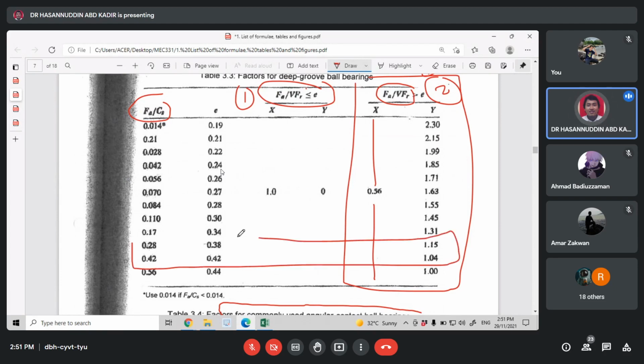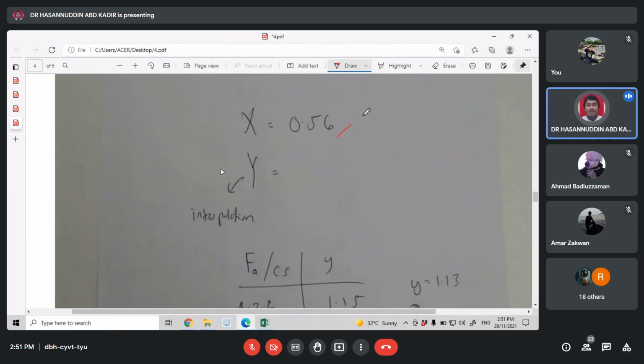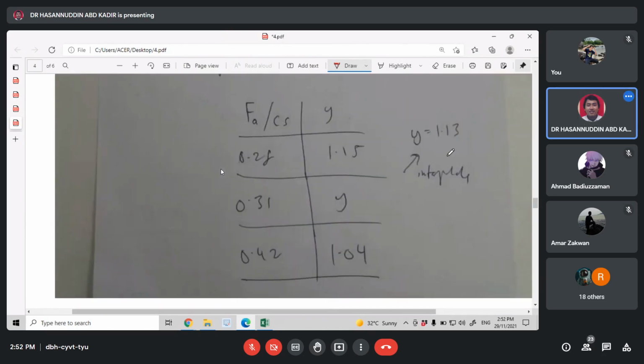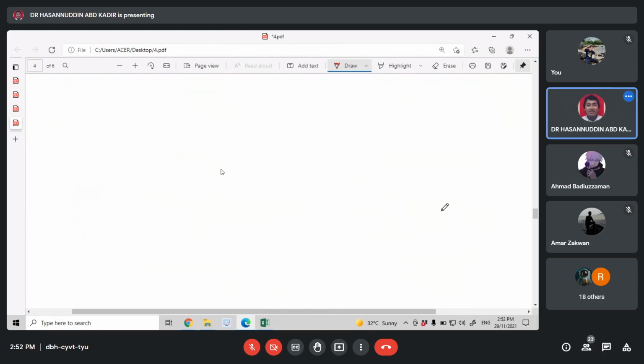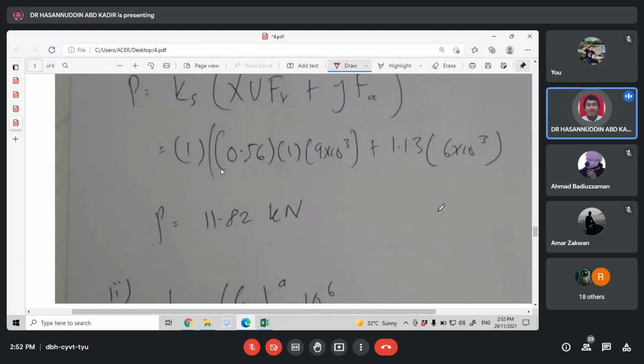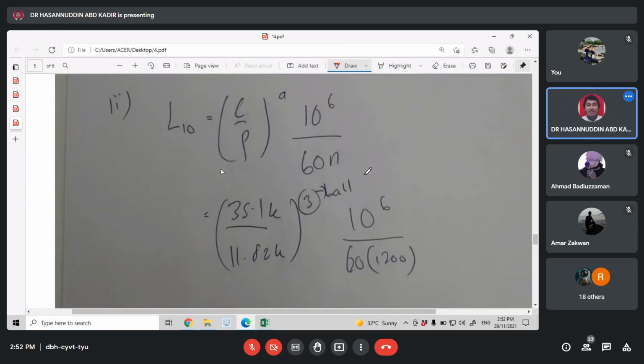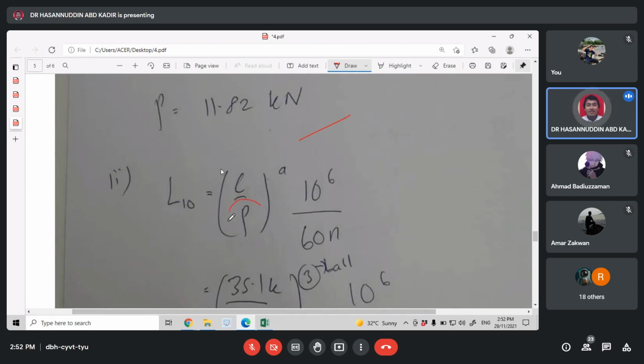Tengok bahagian sini, kita kena buat interpolation lagi. Interpolation terhadap FD dan juga pada Y. Kat sini lah kita kena buat interpolation lagi. Lepas tu barulah kita dapatkan value dia. 0.56 dapat. Lepas tu buat interpolation lagi, kita dapatkan Y pula. Okay, dah dapat Y pula, masukkanlah dalam rumus. Okay, dapat rumus, dapatlah value of P. Lepas tu dapat value of P, baru boleh cari L10, sebab dalam L10 ni ada P.